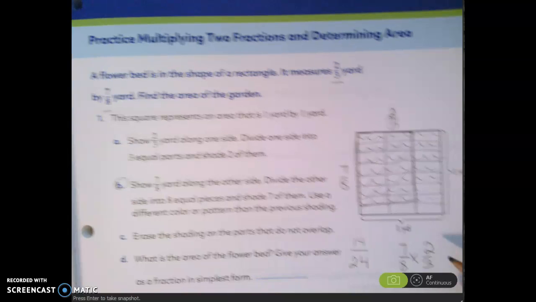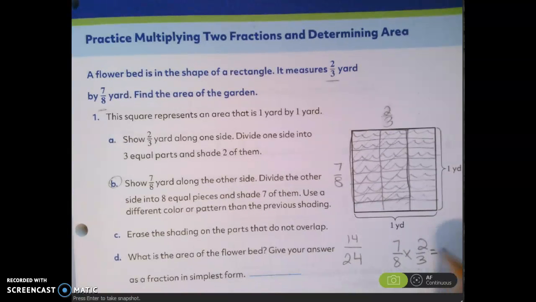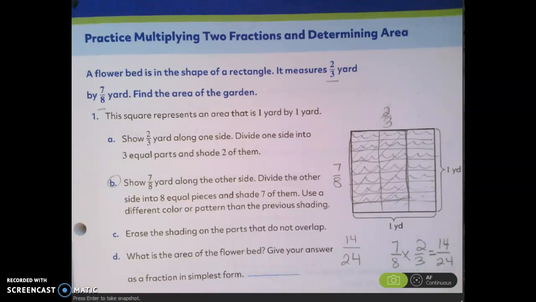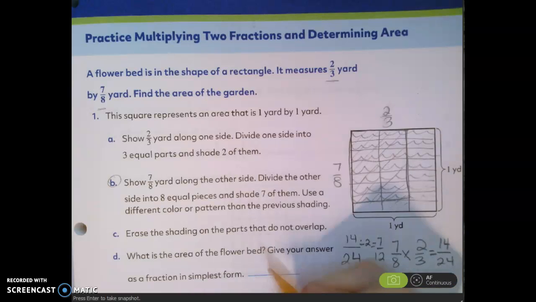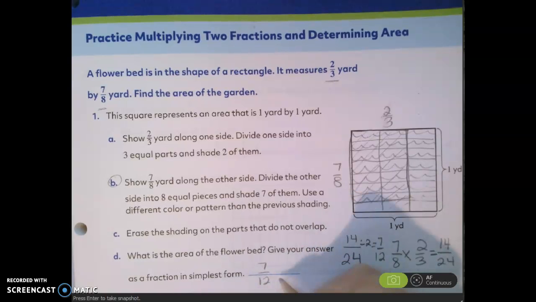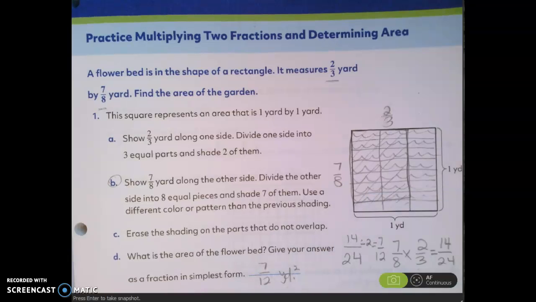If you like to use the algorithm instead, 7/8 times 2/3, you're still going to end up with the same answer. As we multiply across our numerators, 7 times 2 equals 14, and across our denominators, 8 times 3 is 24. I'm going to simplify this fraction before it's my final answer. 14/24ths, I know that these can both be divided by 2, so I get 7/12 yards, and since it's area, I'm going to say yards squared.